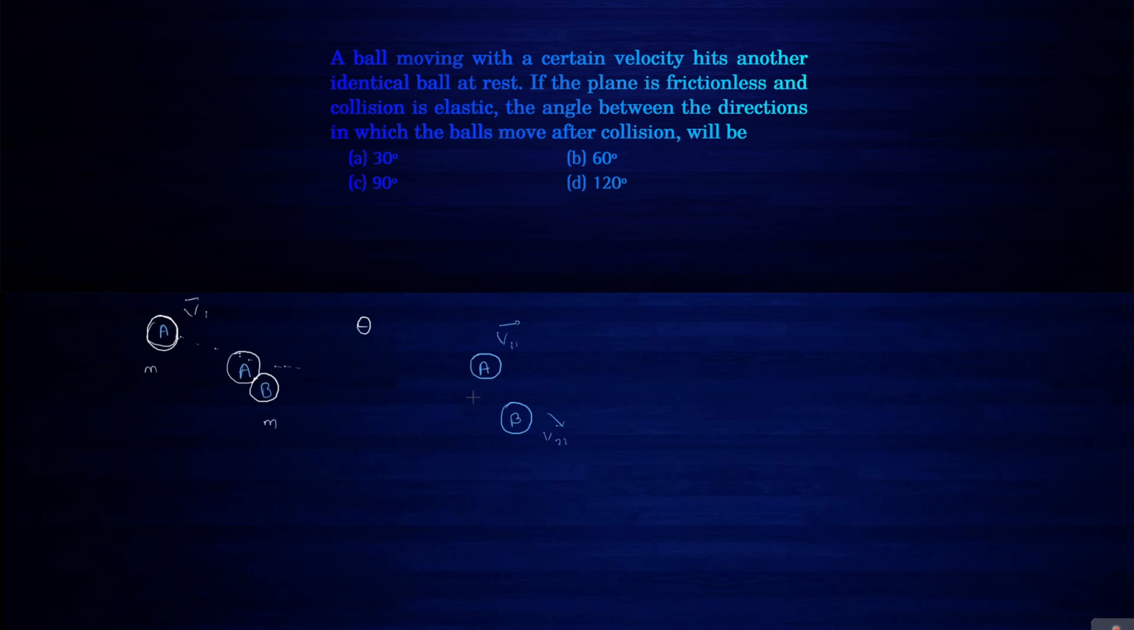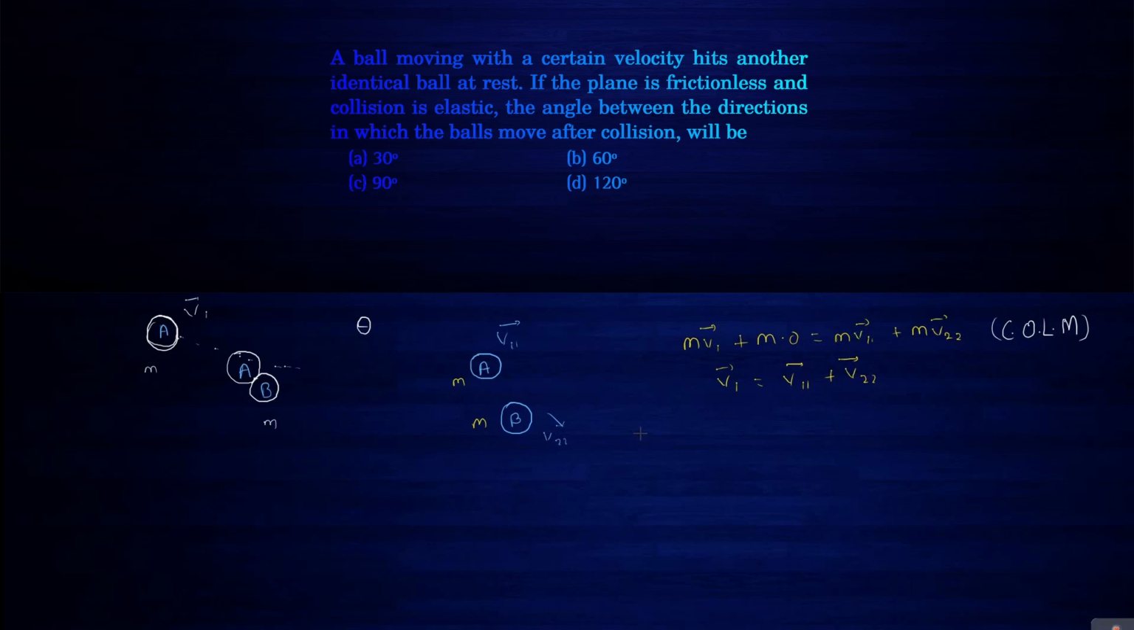So given the masses are equal, by applying conservation of momentum, we can write m v1 bar plus m into 0 equals m v11 bar plus m v22 bar. So from this we will get v1 bar equals v11 bar plus v22 bar. This is conservation of linear momentum.